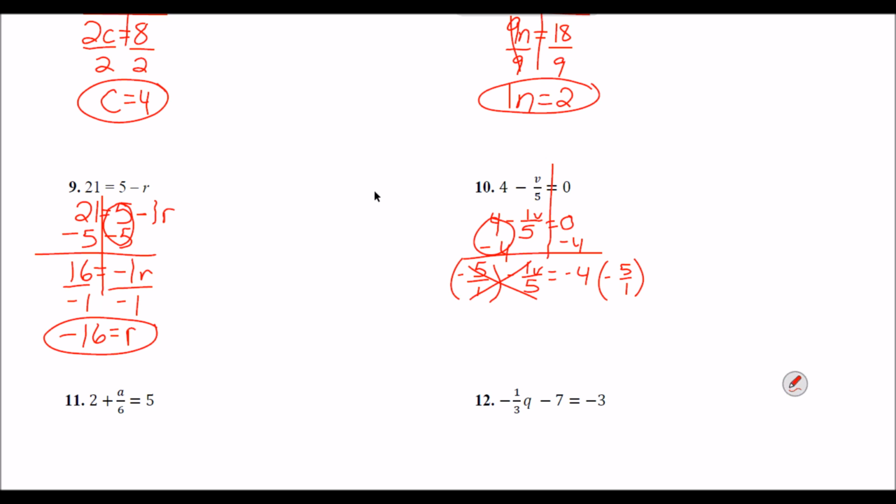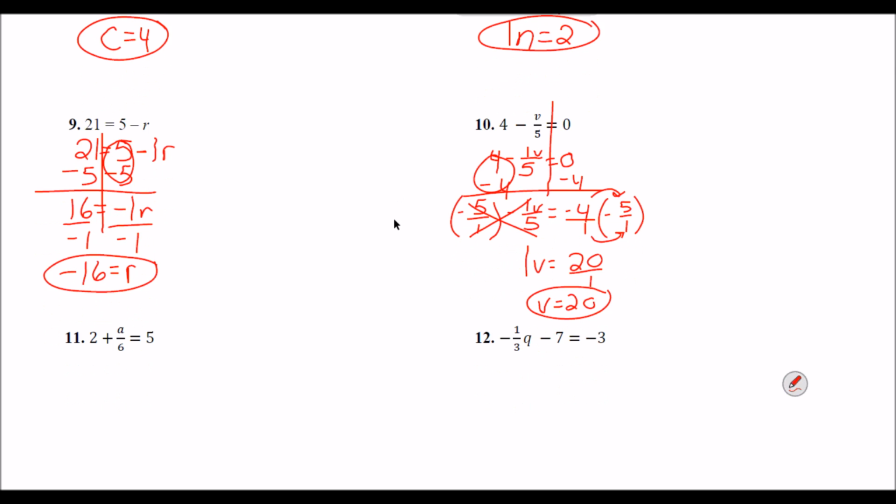So over here on the left side, that becomes 1v. Over on the right side, I need to put a 1 under negative 4. And I take the top times the top, which gives me positive 20, and the bottom times the bottom, which is 1, and then I rewrite it, so it's v equals 20. Okay?